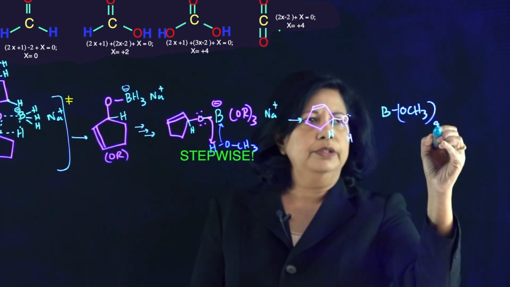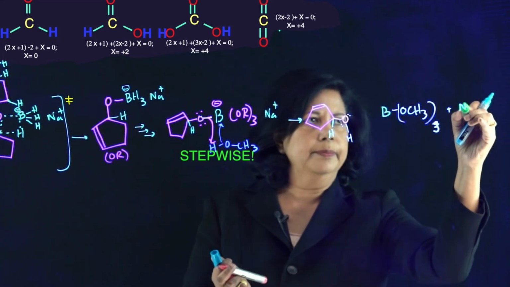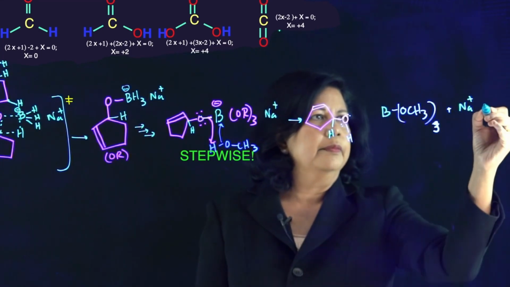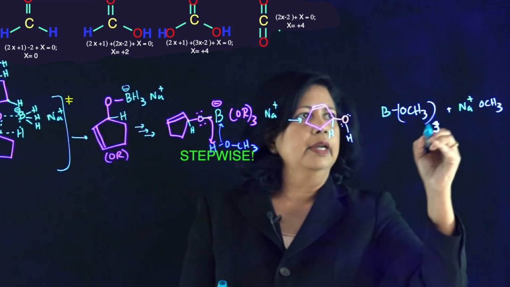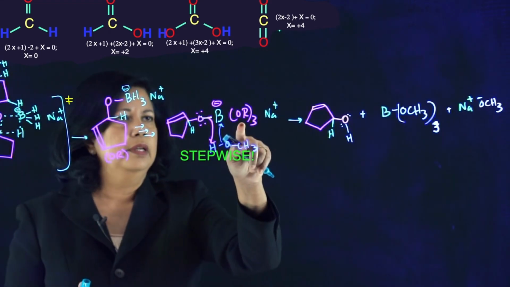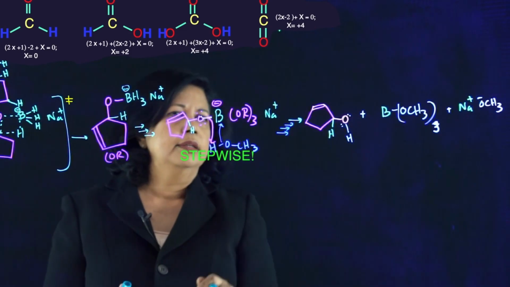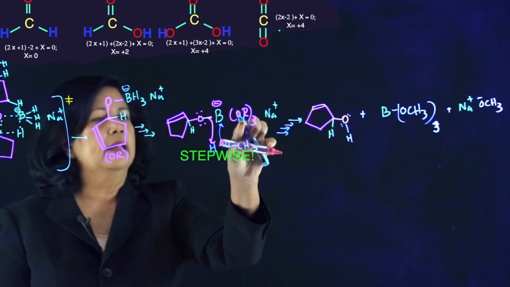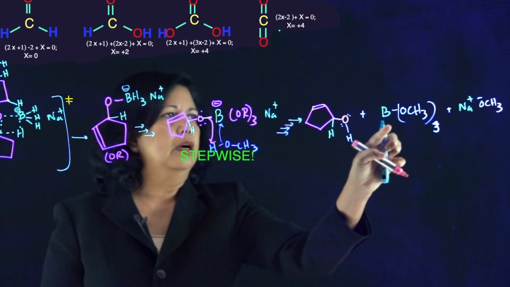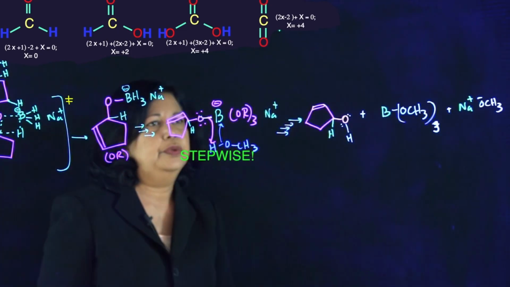BOCH3 3 times and NaOCH3 with the sodium. This plus this. So this is going to happen 3 more times. And I'm just going to put this here. Each OR alkoxide will be replaced by methoxide. Do it 4 times. And that's how you would reduce it.